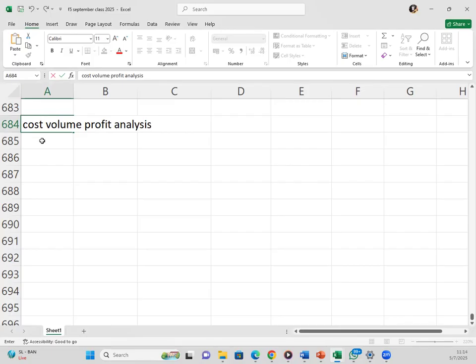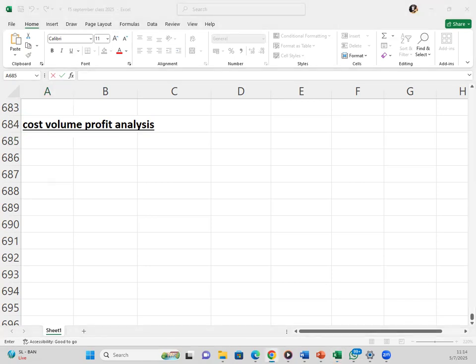The cost volume profit analysis. The CVP analysis can also be given the name break-even analysis. So if we are dealing with the CVP analysis or the break-even analysis, this is used in the case that the business is operating.